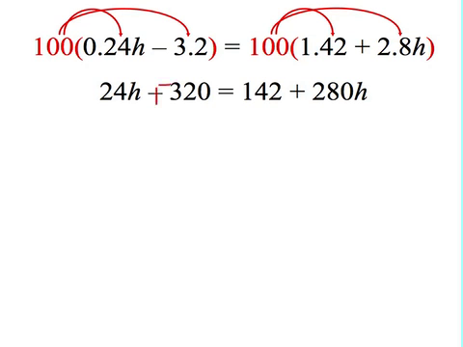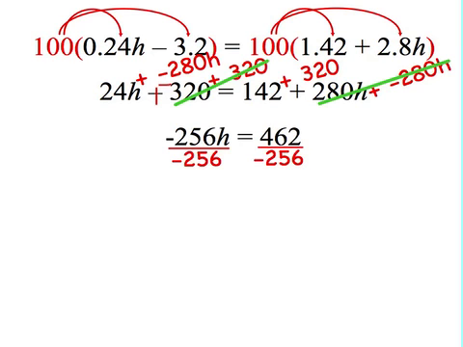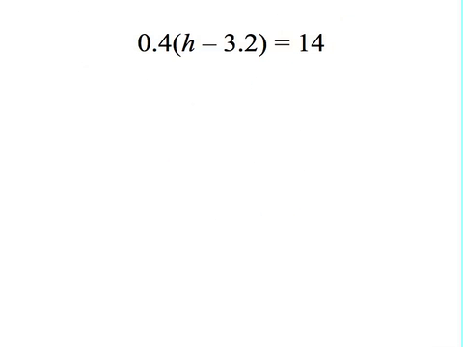And now we're going to apply the definition of subtraction, add both 320 and negative 280h to both sides, find the pairs of opposites. We get negative 256h is equal to 462. We divide both sides by negative 256. And once again, we'll go with the improper fraction so that we can have an exact answer. Negative 231 over 128.